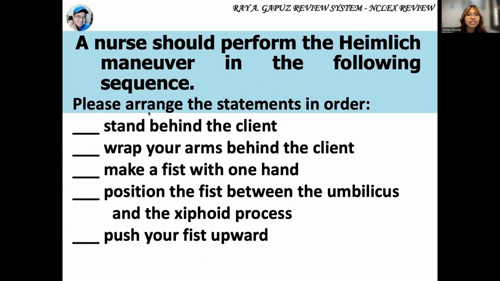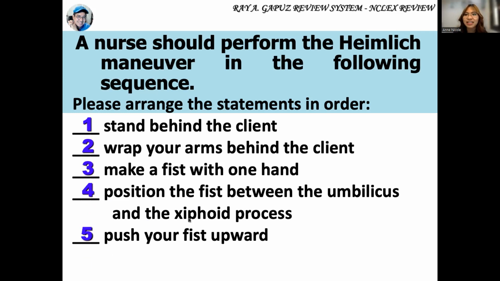Sequence. Please arrange the statements in order. So can you try to arrange the following statements in order for your abdominal thrust maneuver? Okay. So 1, you stand behind the client, and then you wrap your arms around the client. Make a fist with one hand. Position the fist between the umbilicus and the xiphoid process, and that's when you push upward.